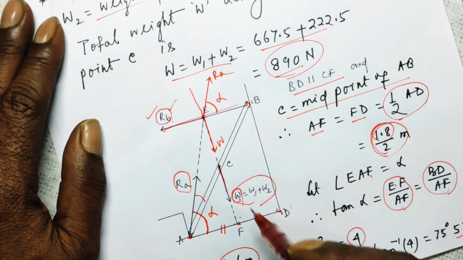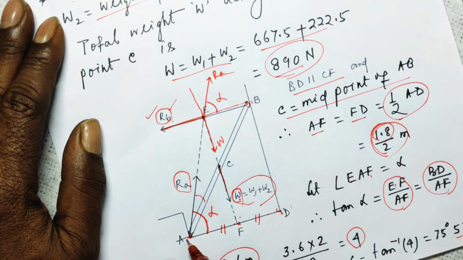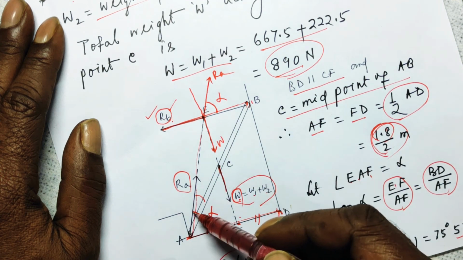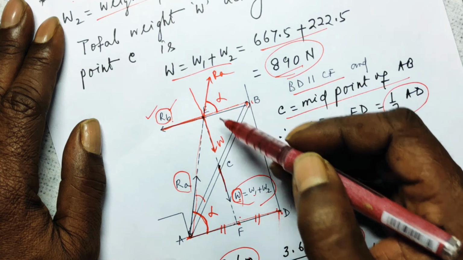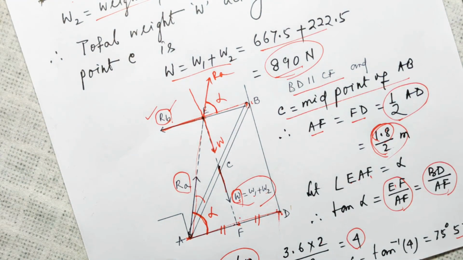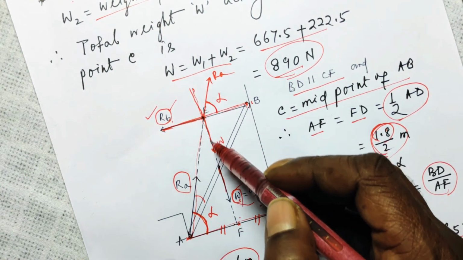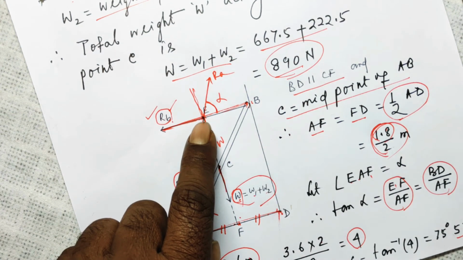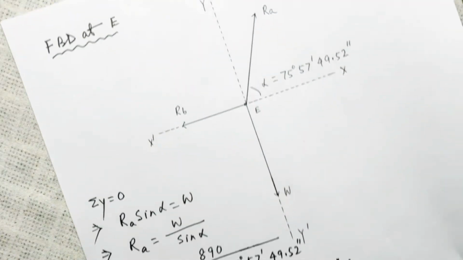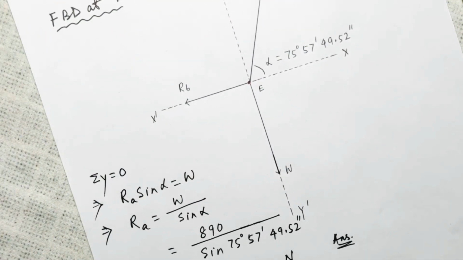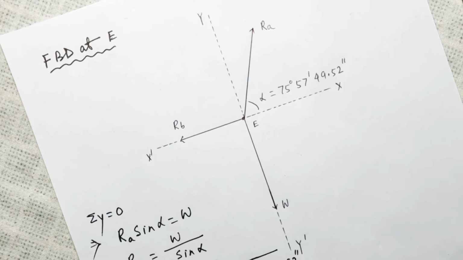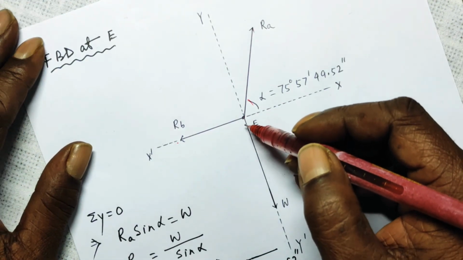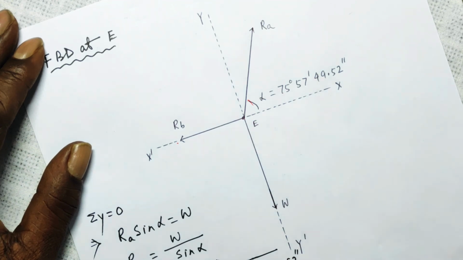How will this be alpha? This line is parallel to this line, and this is the transversal. Since this angle is alpha, this angle is also alpha, the corresponding angle. So this is your x-axis, this is your y-axis. So the free body diagram at this point E, I have redrawn for you on a different piece of paper, and I have explained how this angle is alpha. This is RA, this is your RB, the reaction force from the wall, this is your W.